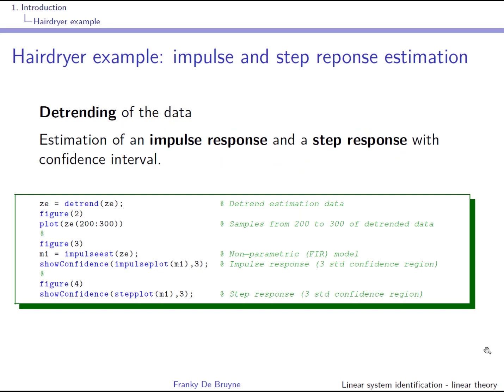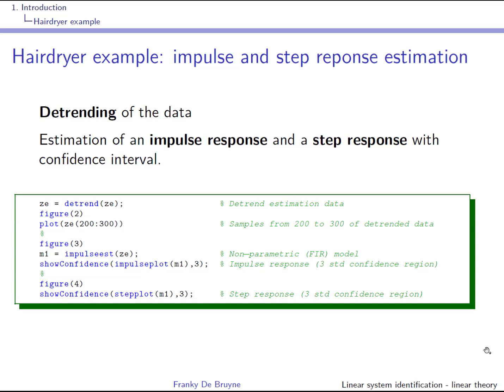Well, the next thing that is done on the data set is detrending, and detrending is first removing the mean on the input and output, and will remove linear trends. We'll come back to that later on in the course, and then of course the data are plotted.